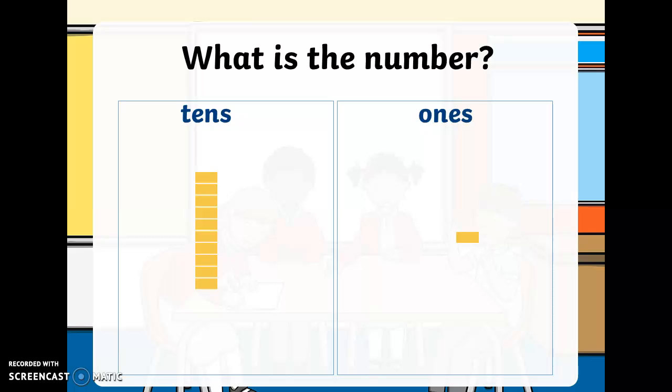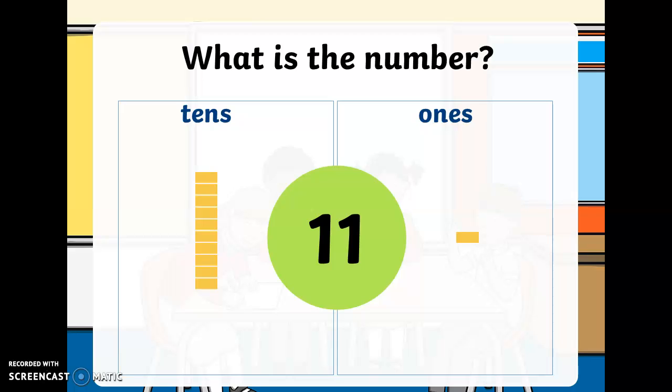Here I see 1 10 and 1 1. Let's see what number that makes. 11. That makes the number 11. 1 10 and 1 1. The 10 is on the left, the 1 is on the right.